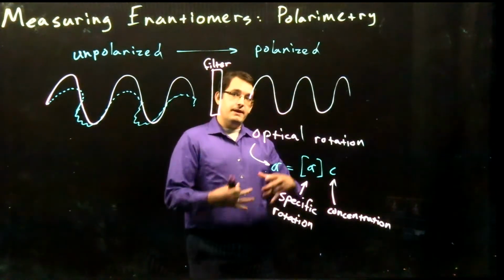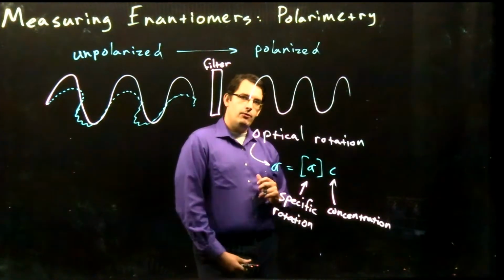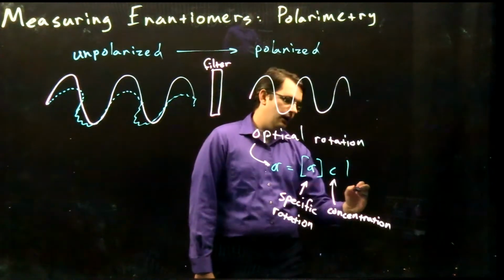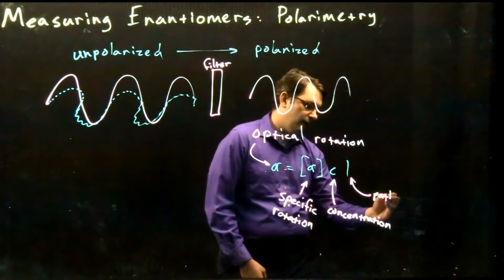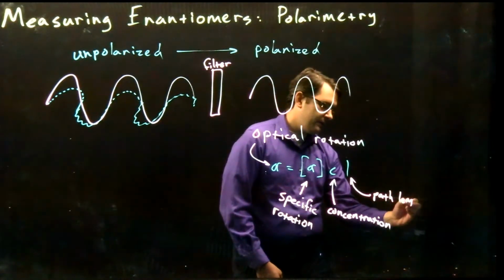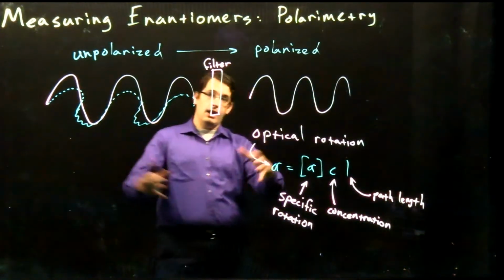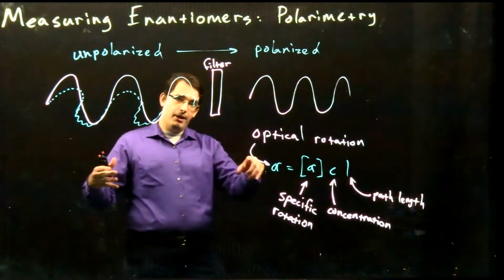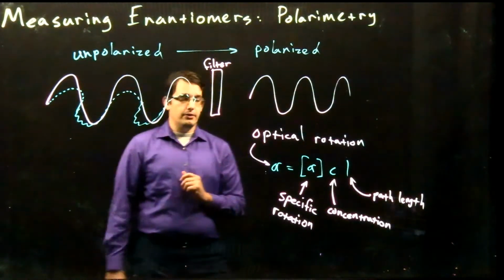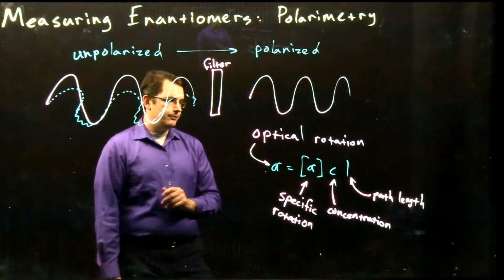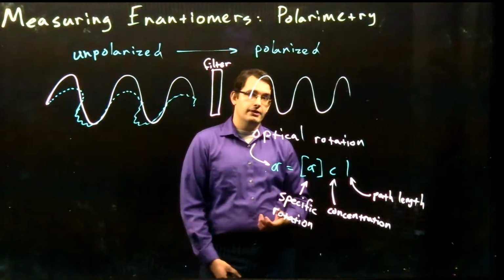Now, concentration is based on volume, so we also need a measure of how much volume we're going through as well. This is our path length, which is represented with l in our equation, lowercase l. That just tells us how much of our solution our light is passing through. If it's passing through a lot of solution, it's going to hit a lot of molecules and see more rotation overall. If it's passing through only a little bit of solution, then you'll only see a little bit of optical rotation. So these three key parameters will affect the overall optical rotation that we see.